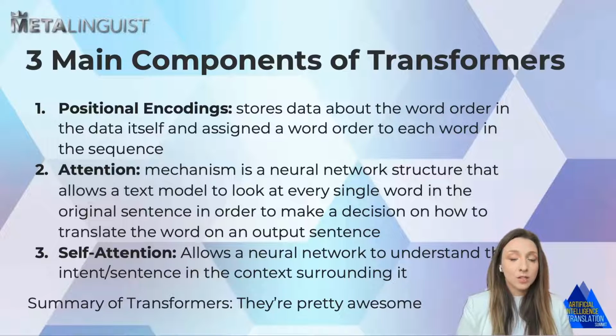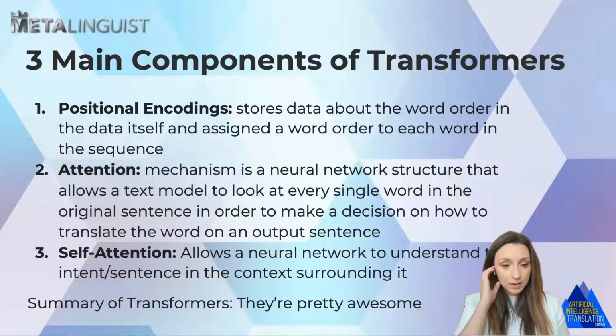The second is attention, which is a mechanism in a neural network that allows the text model to look at every single word in the original sentence in order to make a decision on how to translate and place the word in an output sentence.